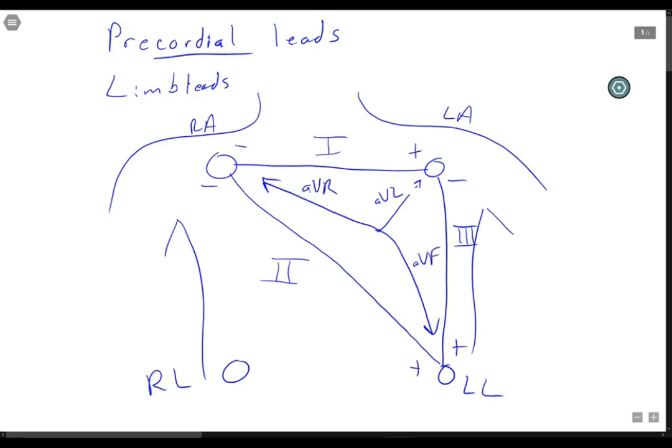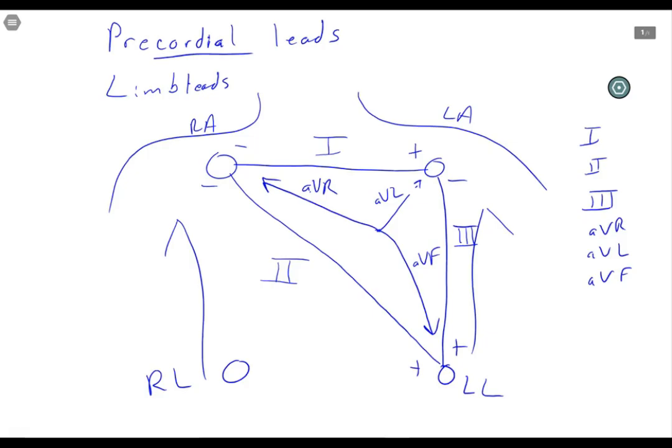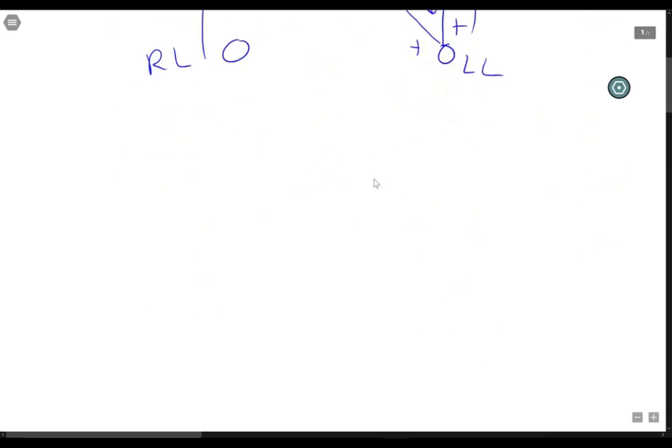And then starting in the middle, you could get the augmented limb leads, AVR, AVL, and AVF. And so we had 6 limb leads, 1, 2, and 3, AVR, AVL, and AVF. Now, a full EKG is 12 leads. Well, these are only 6. So where do these other 6 come from?